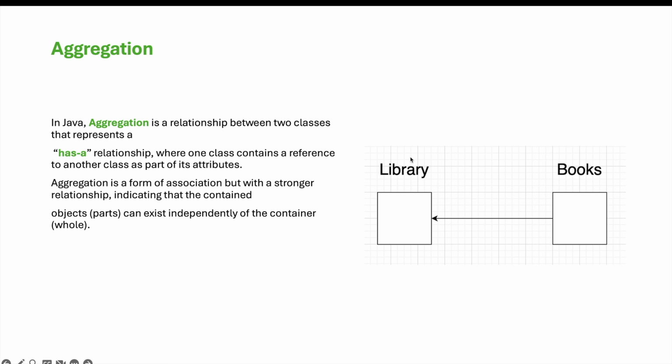We are not extending the library class with books, so it's not an is-a relationship. It is a has-a relationship. Library has a reference of books. That's called a has-a relationship. So it's not an is-a relationship, it's a has-a relationship. Let's look at the code.